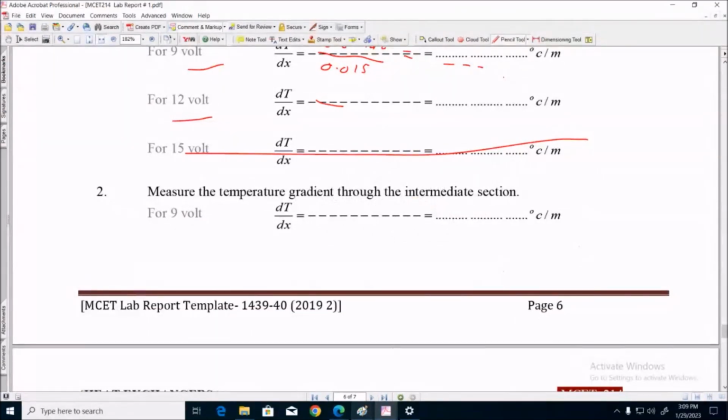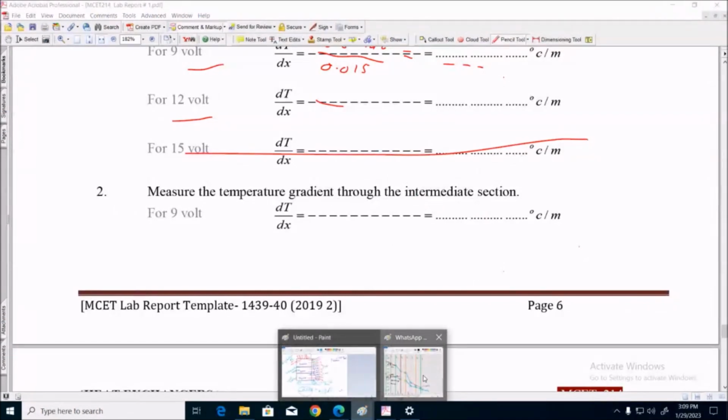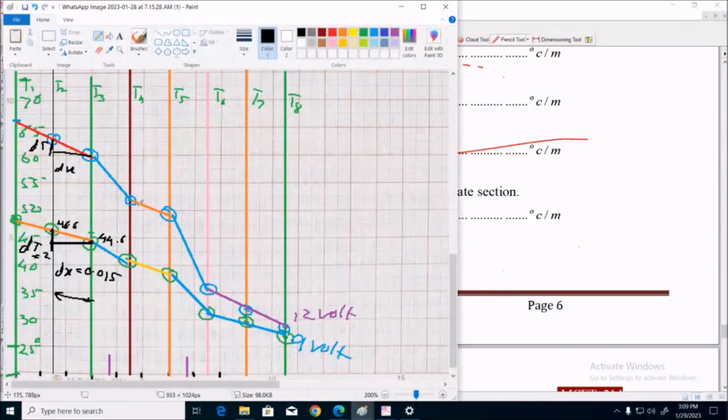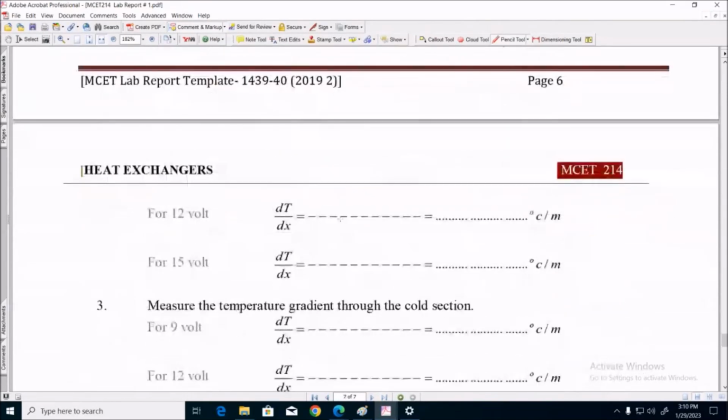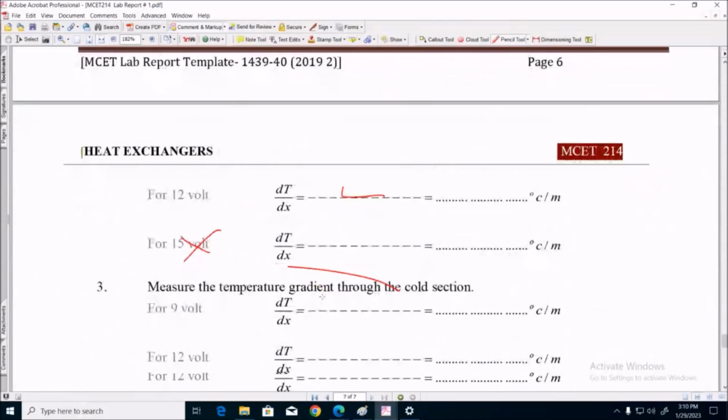Now in intermediate section, you can choose any 2 points in the intermediate section. So you can choose 4 and 5 here, this point and this point. So write dt, that is T4 minus T5, check the temperature and write dx, it is same. So here I can write with a scale. So you can write for 12 volts, no 15 volts.